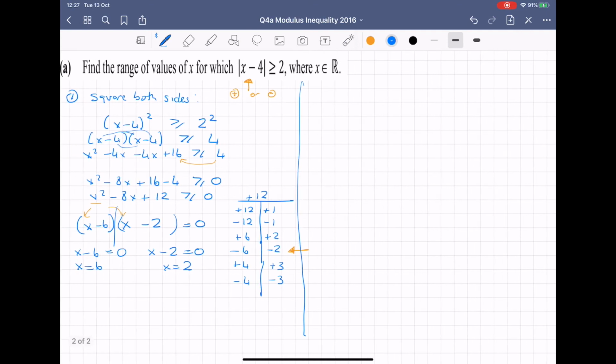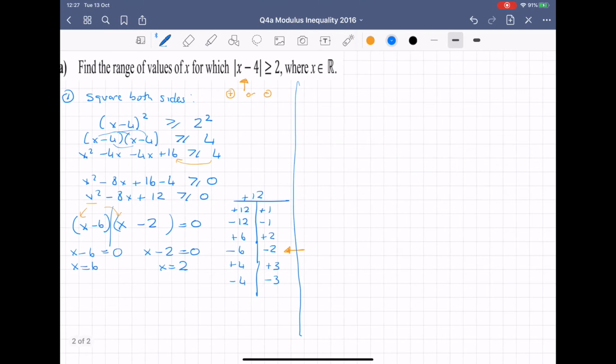Is there another way I could have got to the critical values? And I haven't done yet. These are not my answers, but I'm going to park them there for a minute and show you the other way to get to the critical values. And then I'll finish off where we deal with the inequality sign here. We haven't dealt with that yet.